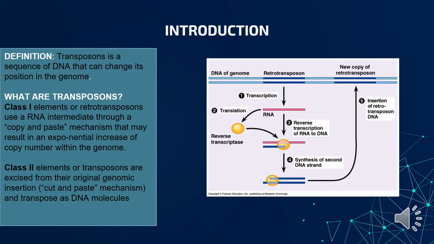Transposons are classified into two general classes, according to their way of changing to another position in the genome. Class 1 is the autonomous type, and Class 2 is the non-autonomous type. Class 1 has the copy and paste mechanism, and Class 2 has the cut and paste mechanism.